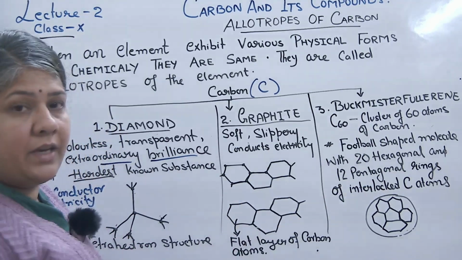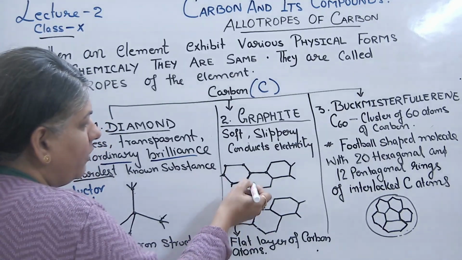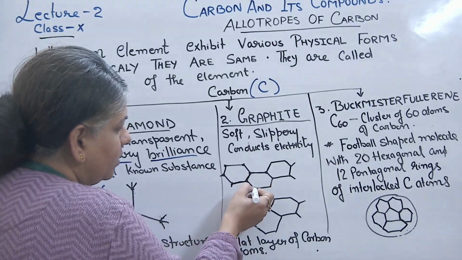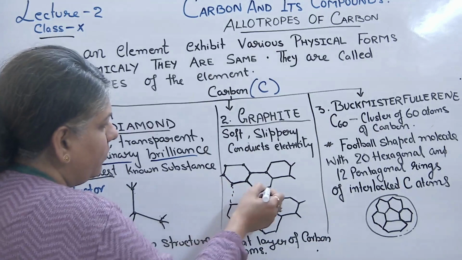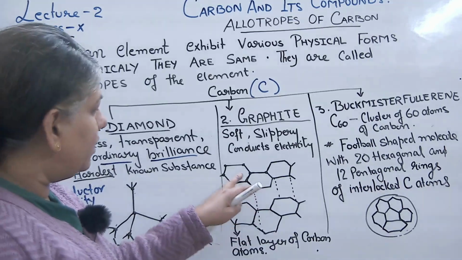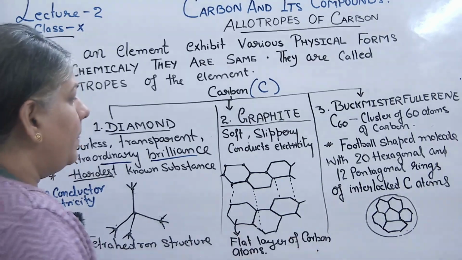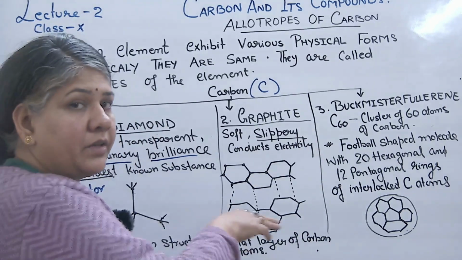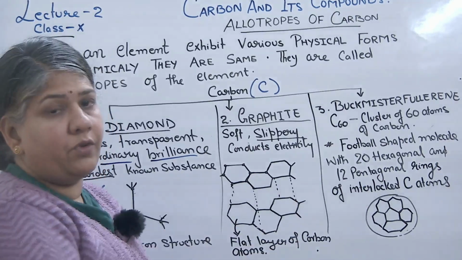So the fourth valence electron is free. These two layers are joined by a force called van der Waals forces. It is a weak force. So the layers are joined by this weak force, which holds the interlocking sheets of carbon. This gives it a slippery nature because these sheets can slide over one another. When heat or energy is provided, they slide over one another.